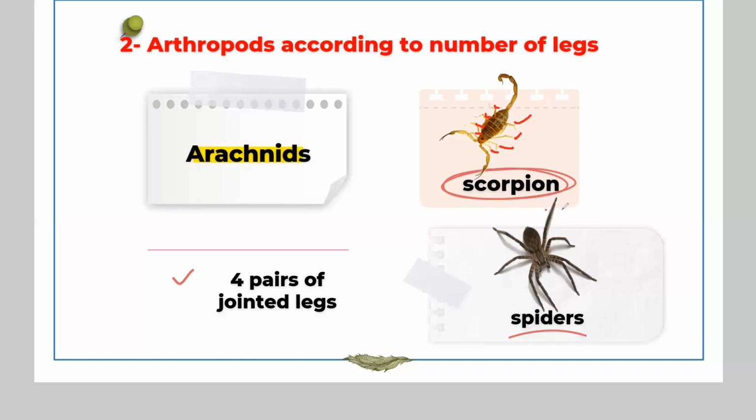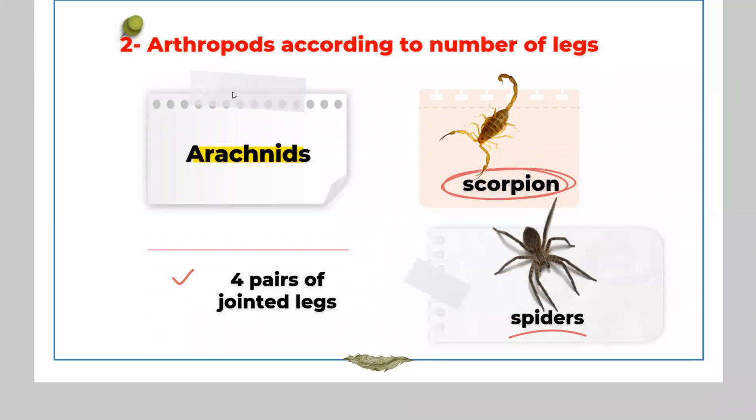Let's count the spider: 1, 2, 3, 4. So it has 4 pairs of jointed legs. And again, don't say 4 legs. Only say 4 pairs of jointed legs or 8 legs. Examples for arachnids, I'm repeating it again so you can easily say it: scorpion and spiders.